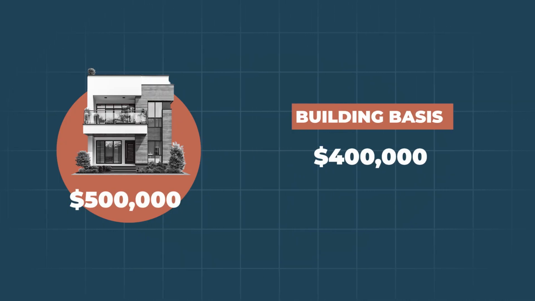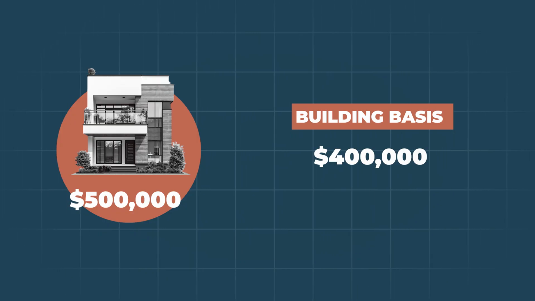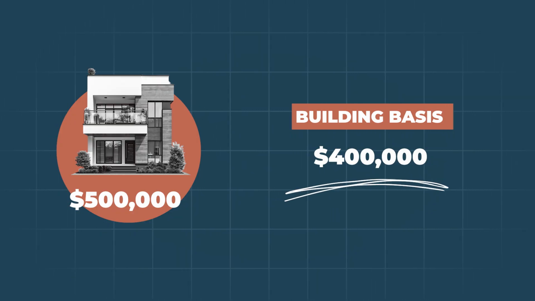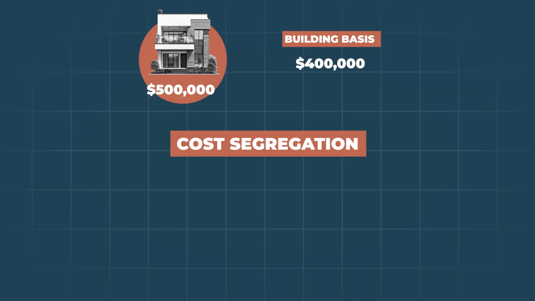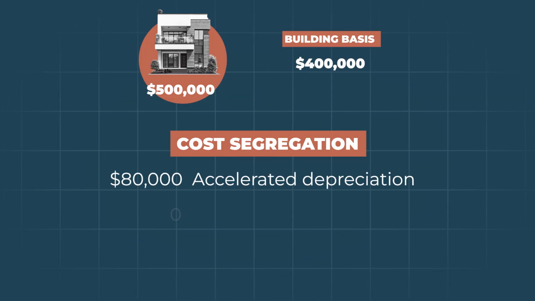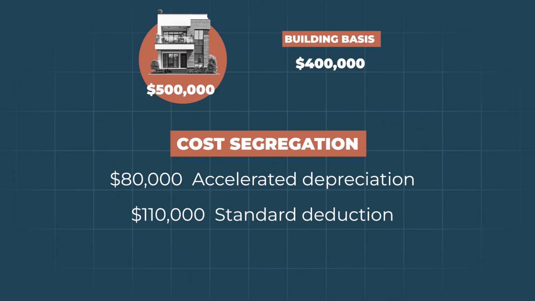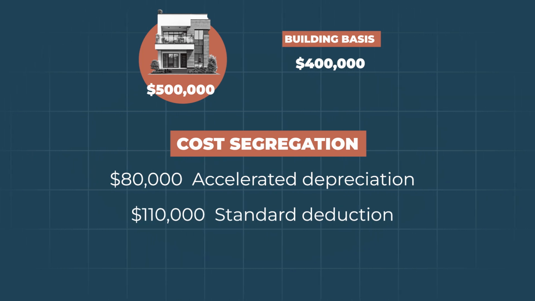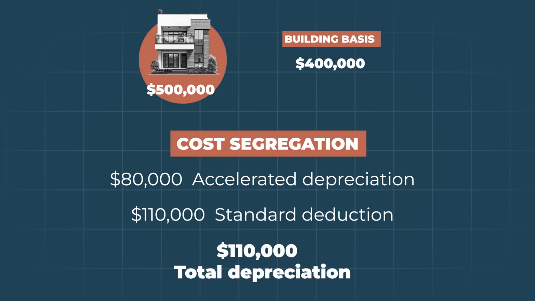So let me walk you through a full example just to put these pieces together. If you bought a rental property for $500,000, your building basis is $400,000 because we have to take the land and set that aside. The building basis, or your cost, is then $400,000. You do cost segregation. You take $80,000 of accelerated depreciation and a $30,000 standard deduction. So combining these together, you take $110,000 of total depreciation.